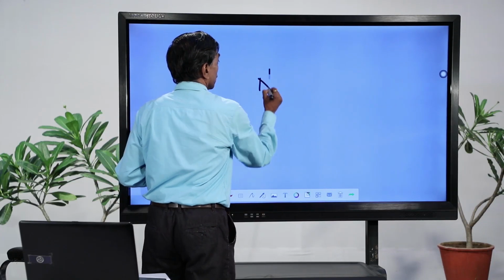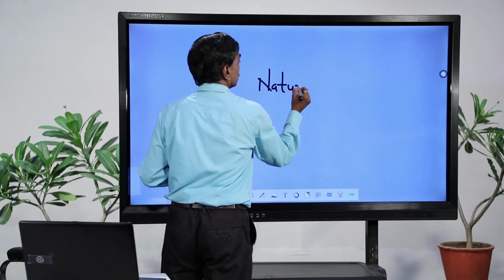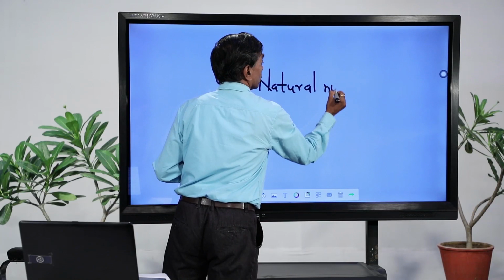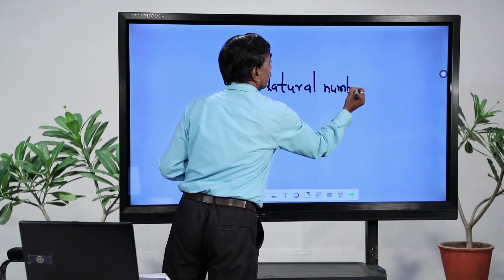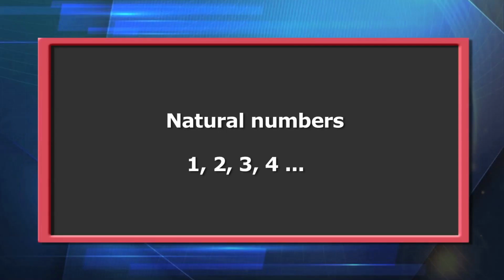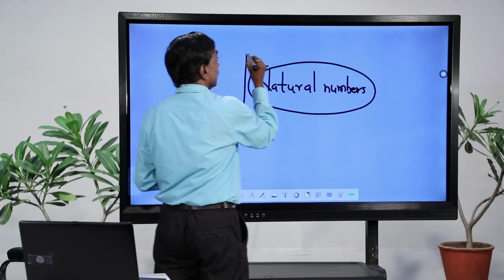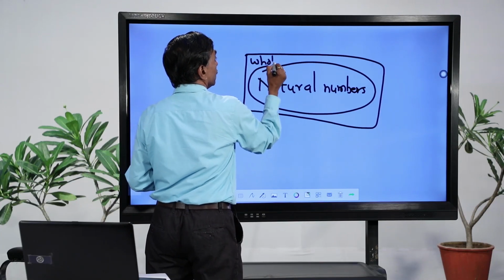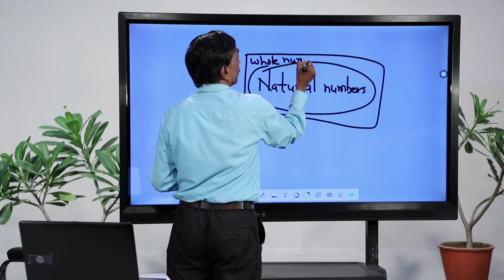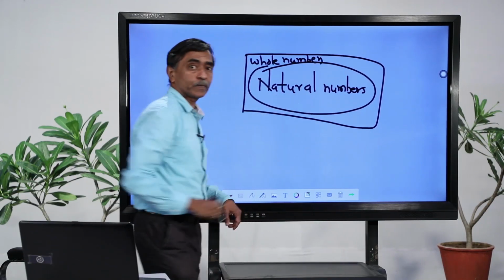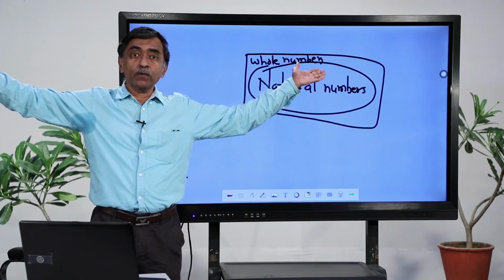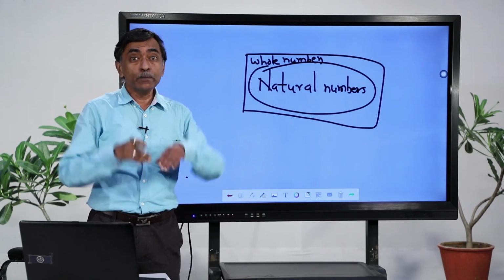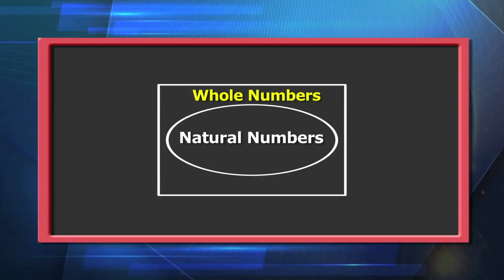You have already studied natural numbers, the numbers of the form 1, 2, 3, 4 and so on. We found that the natural numbers are contained in the box of whole numbers. You put in 0 and you get a different collection of numbers named differently, which we call whole numbers.